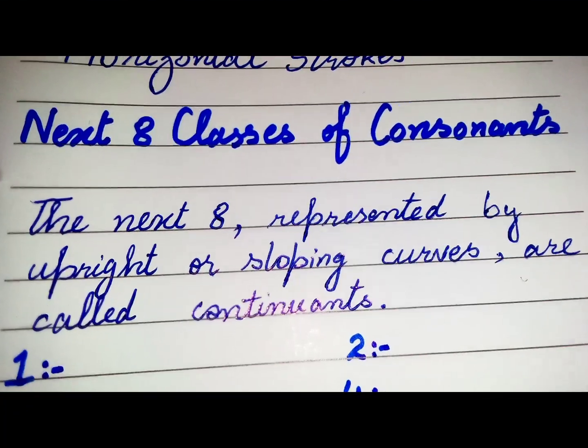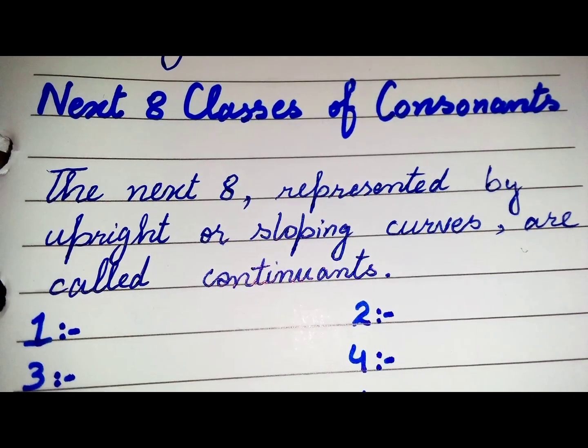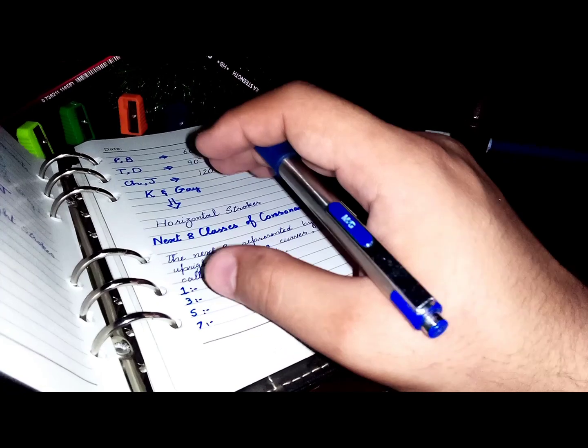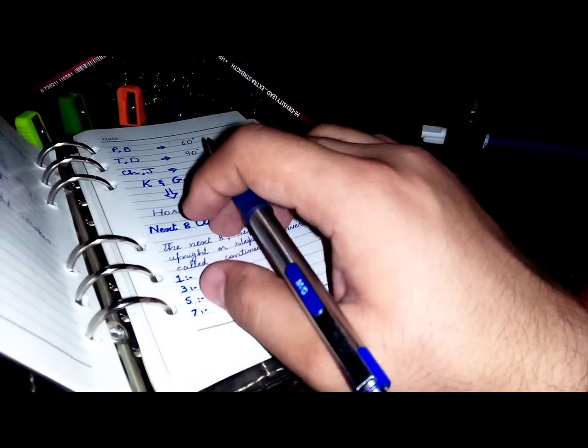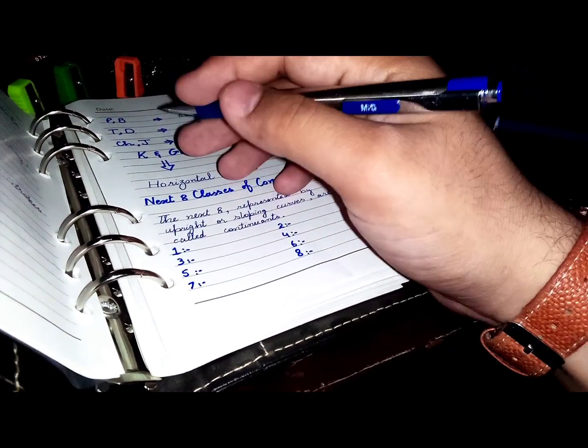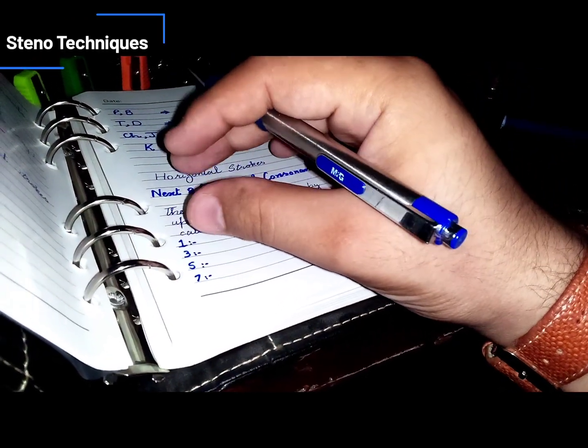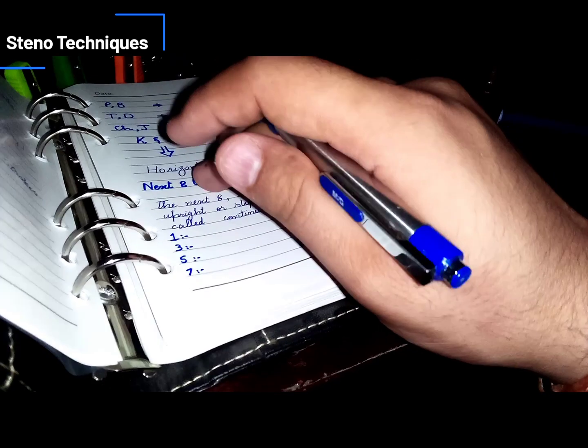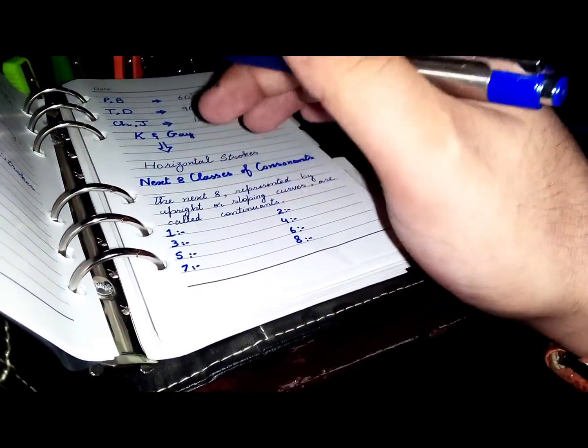The next 8, represented by upright or sloping curves, are called continuants, because in uttering these the outgoing breath, instead of being expelled suddenly, is allowed to escape in a continuous stream through similar barriers partially open. These stroke shapes are the same but their directions are different.